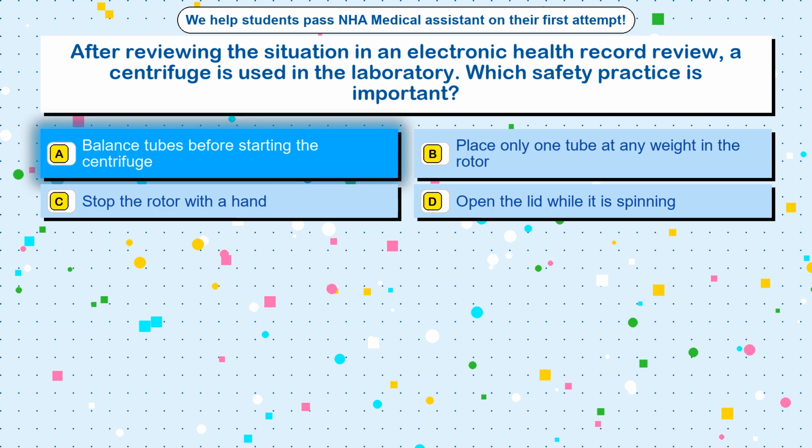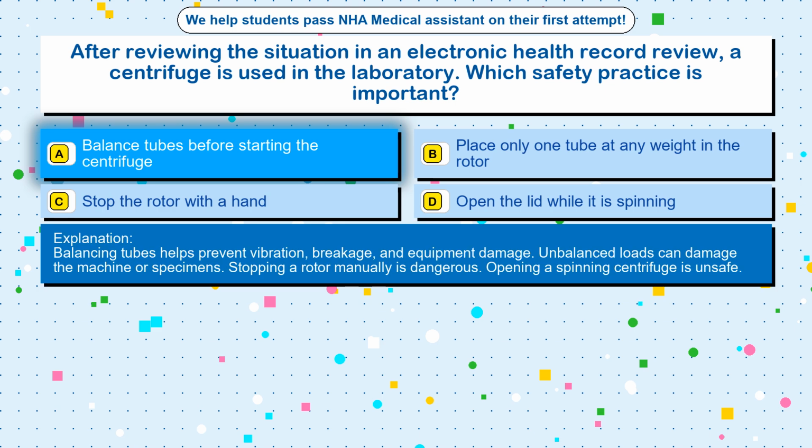The correct answer is option A, balance tubes before starting the centrifuge. Balancing tubes helps prevent vibration, breakage, and equipment damage. Unbalanced loads can damage the machine or specimens. Stopping a rotor manually is dangerous. Opening a spinning centrifuge is unsafe.